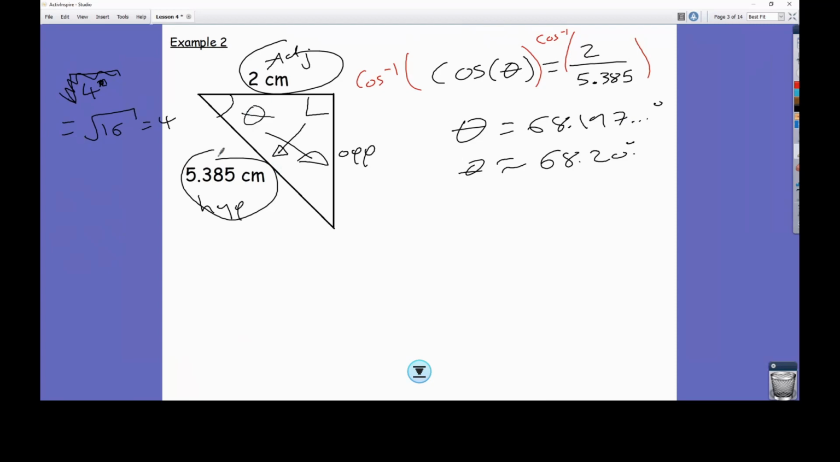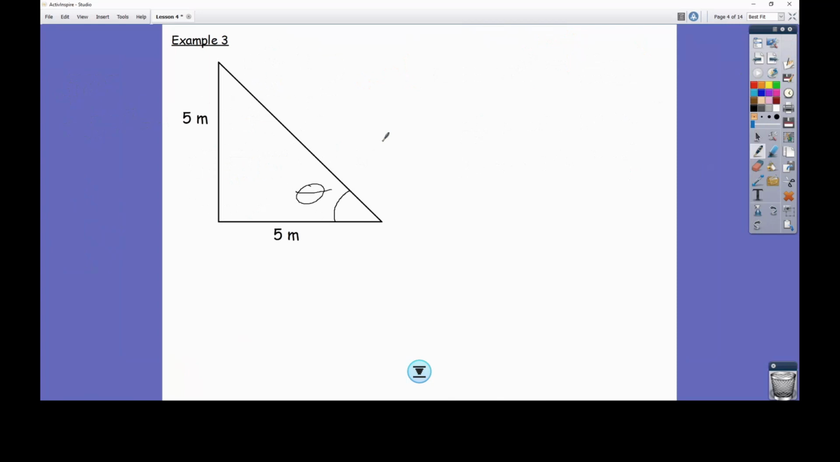And once again, put it in and check it. See if you can find the hypotenuse, roughly this value, using the adjacent and that value of theta, and the same with the hypotenuse and the adjacent. So let's have a look at question 3.